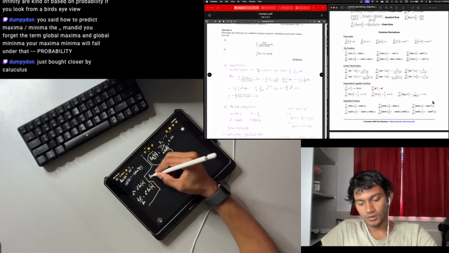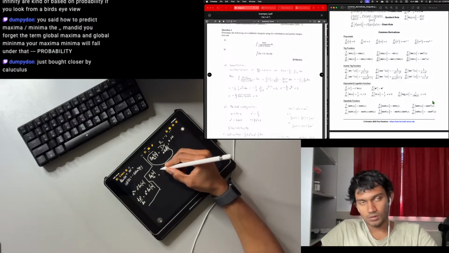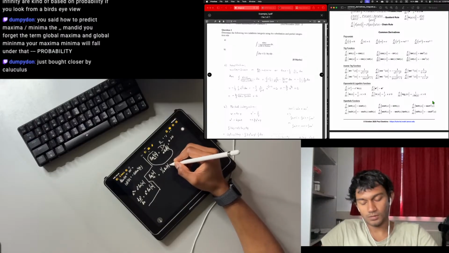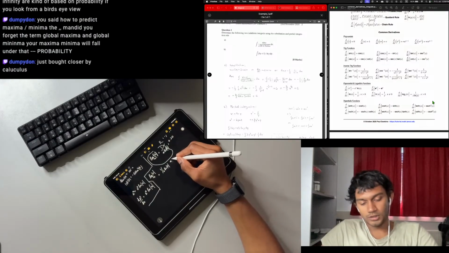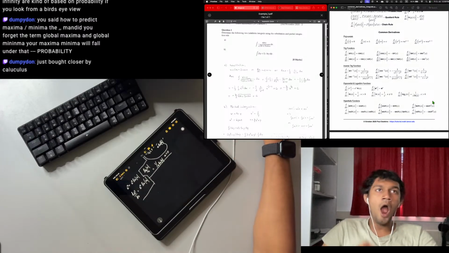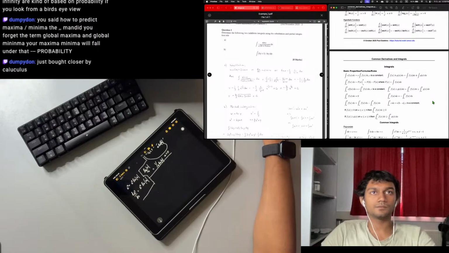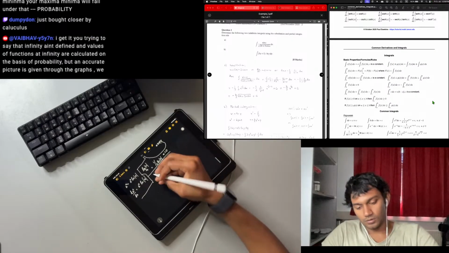Log to the base a of x equals 1 by x natural log of a, x greater than 0. Okay, okay. Let's go on to integrals.